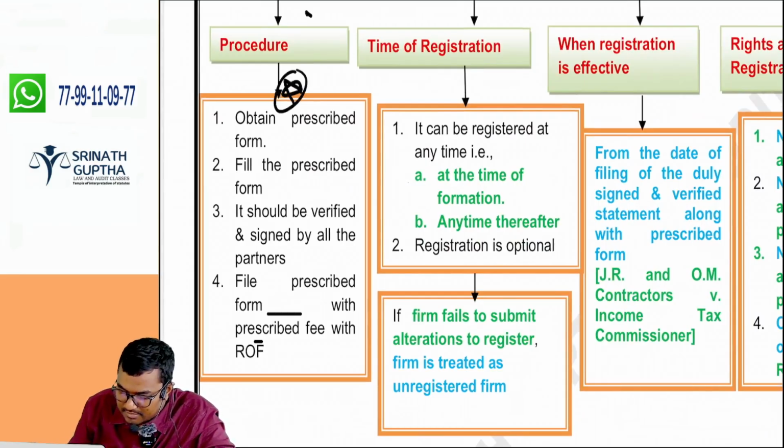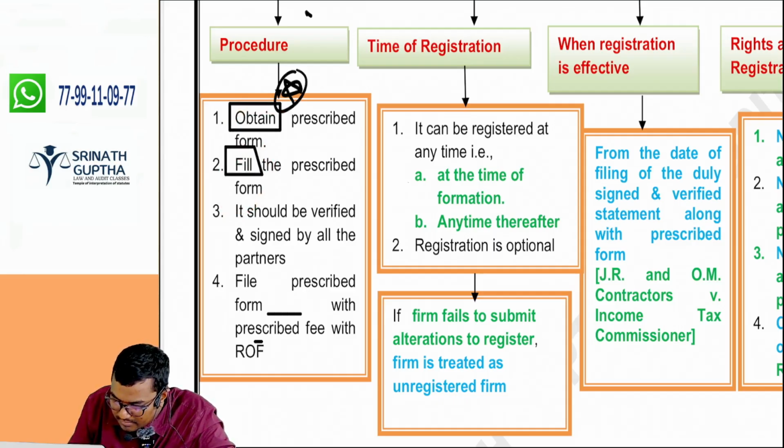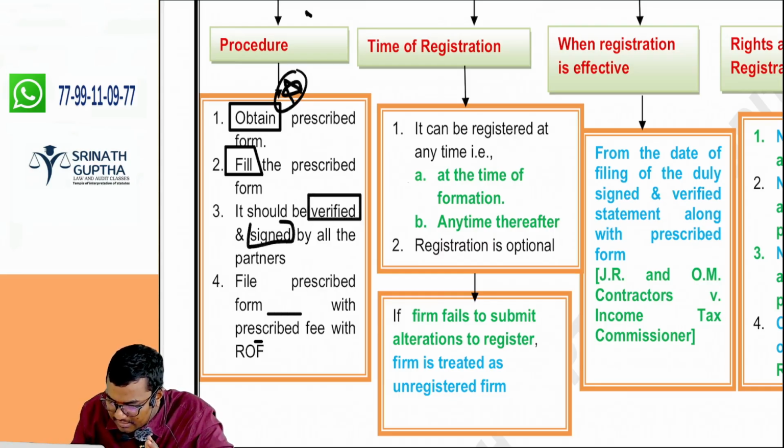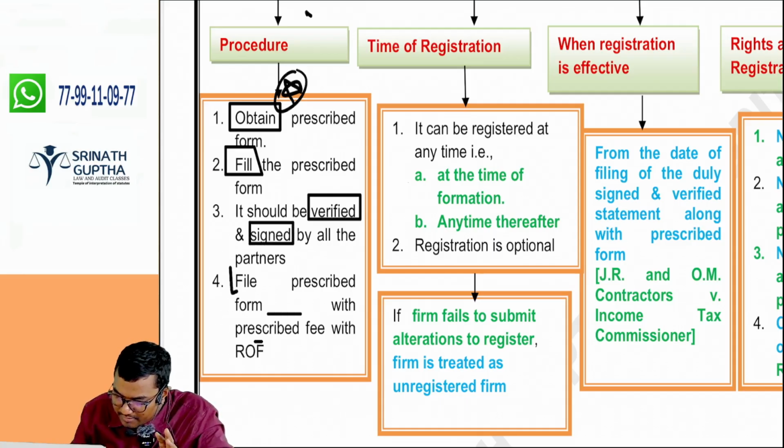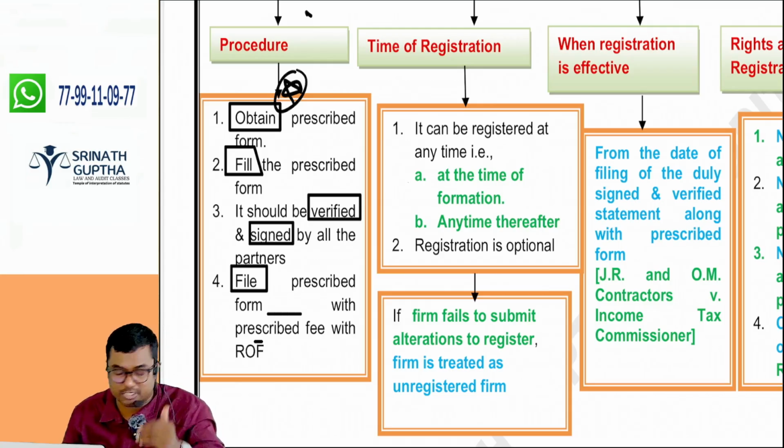First, we have to obtain the application form from the ROF, and fill in the particulars: name of the firm, address of the firm, business of the firm, name of the partners, address of the partners. It must be verified and signed by all the partners. Check the details, name, address, spelling mistakes, male, female, age, etc. Submit this application form to the ROF. Then the ROF will issue the certificate of registration. This is the procedure for registration of the firm.